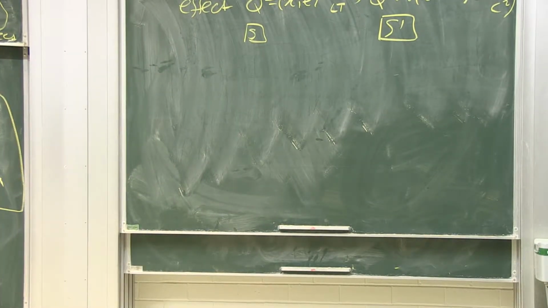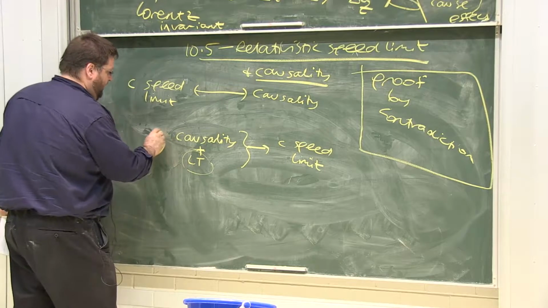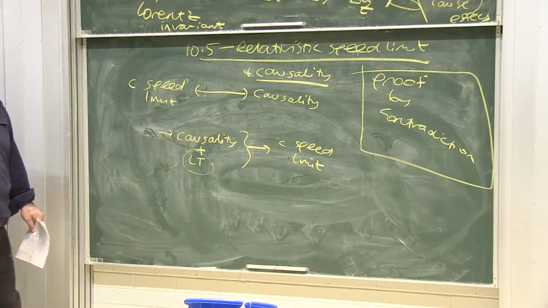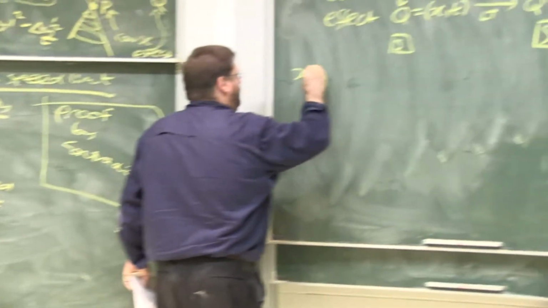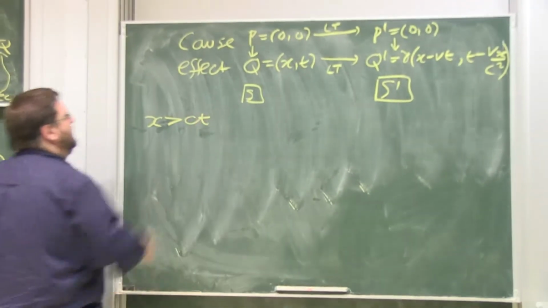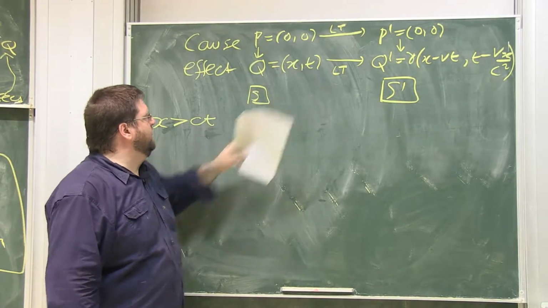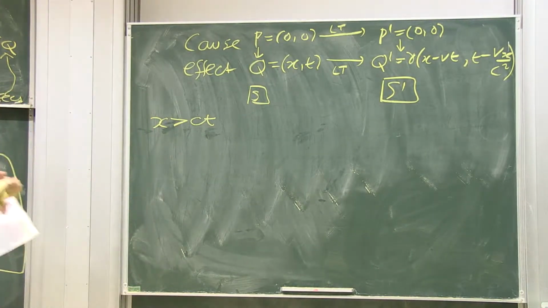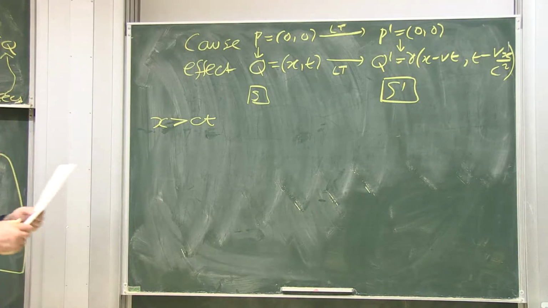Now I want to assume the opposite of what I want to prove. Now we've demonstrated the Lorentz transformations. I want to assume that causality is not respected. I want to assume that x is greater than ct, that the event that happened at the space-time origin can have a causal influence at some point x, t in space-time, with x greater than ct. So this would be superluminal.